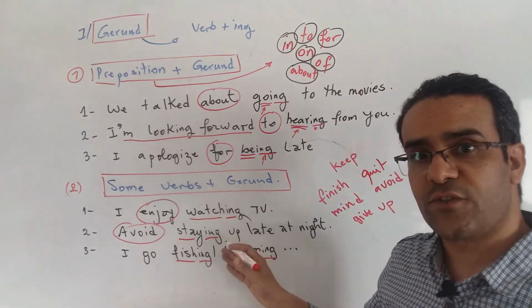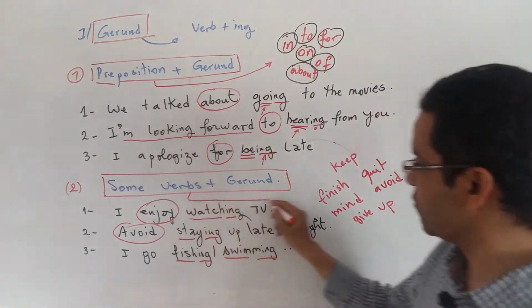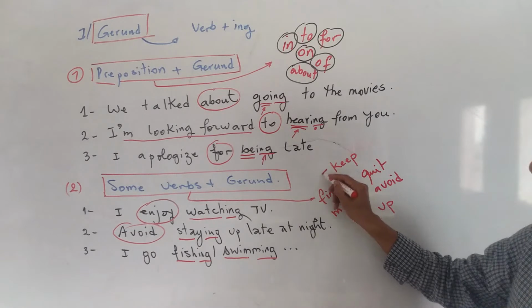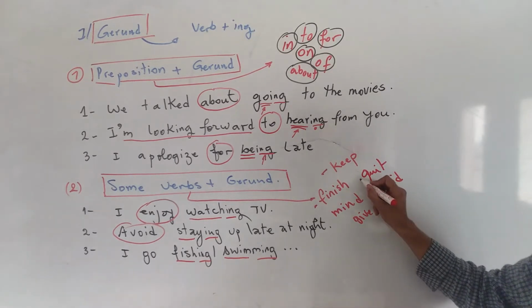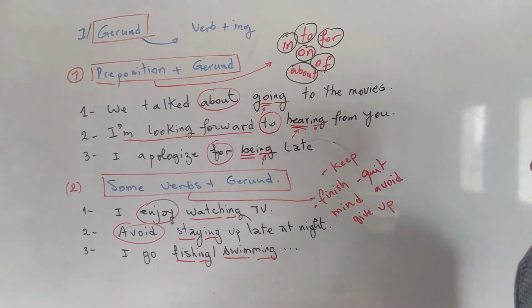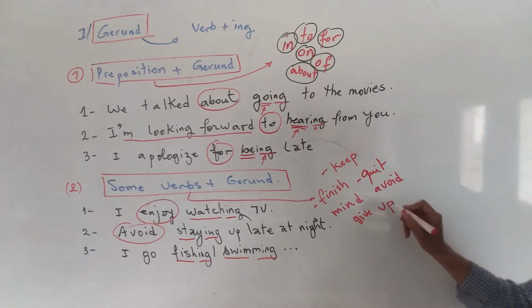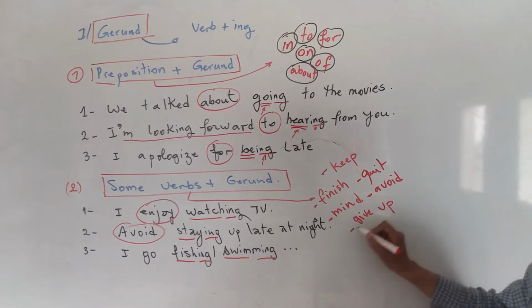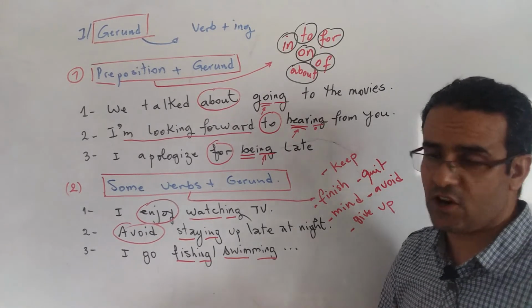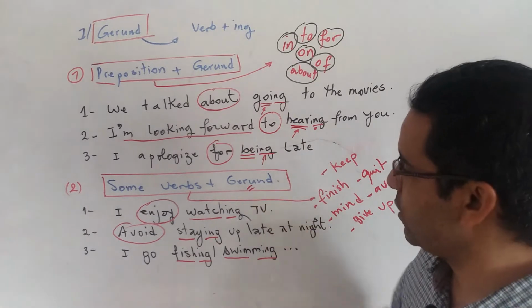When you have such verbs, so these are some other examples. When you have keep, we say keep going. We say finish writing, finish doing your homework. Quit smoking, quit doing that thing. Quit, stop means stop. Avoid, mind, give up. So all of these verbs, and there are of course other verbs, we use gerunds after them.